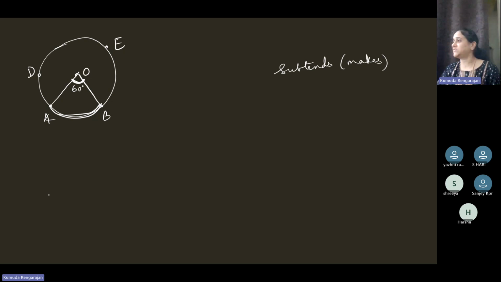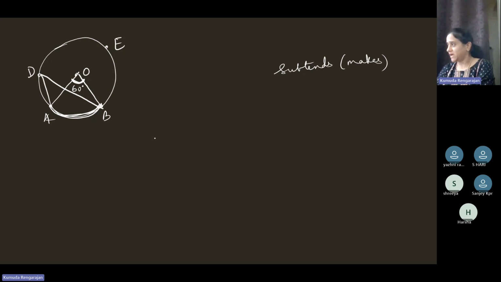Angle 60 degrees at the center. Now the same arc AB makes angle ADB on the circumference. Same arc AB. See, I'm joining A to D, B to D. Look at the figure. I joined A to D and B to D.